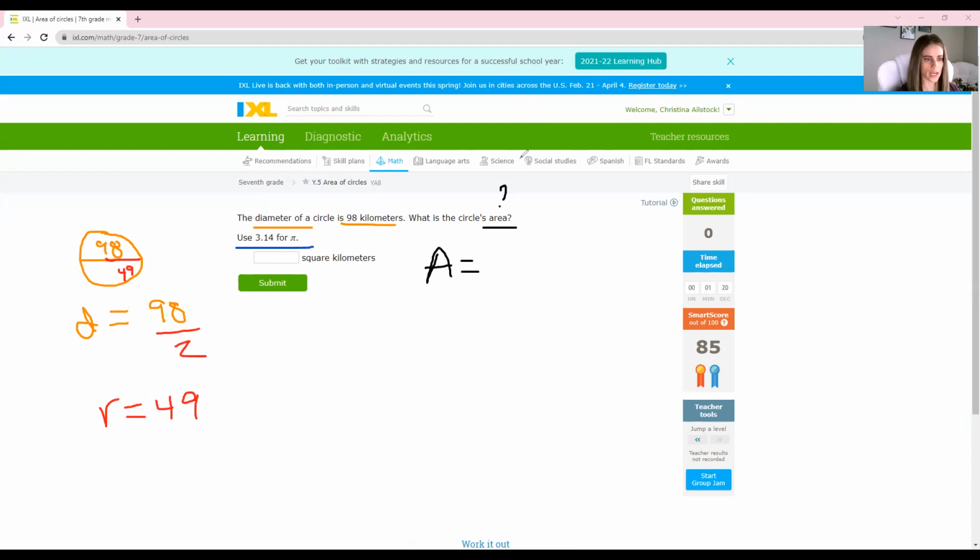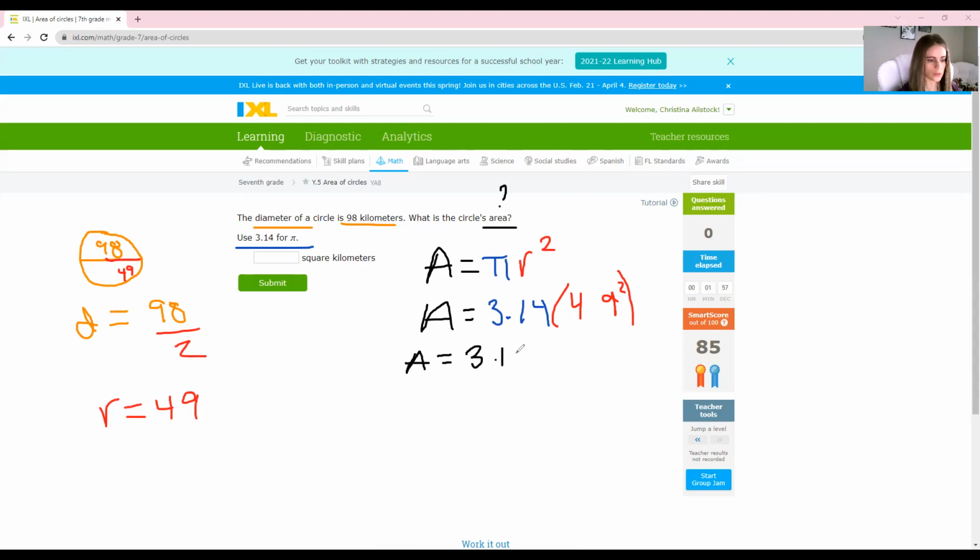Area of a circle, area is equal to pi r squared. That stays in A because we're trying to find the area. 3.14 is for pi, and 49 is our radius. Definitely going to have a large number here. Remember, 49 squared means 49 times itself twice. So 49 times 49.